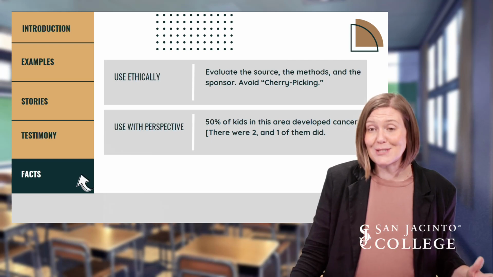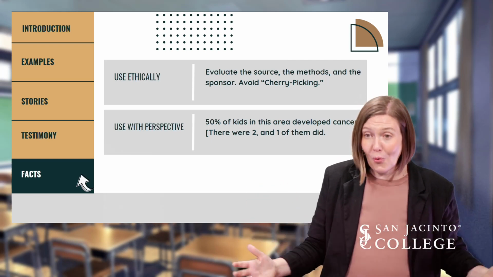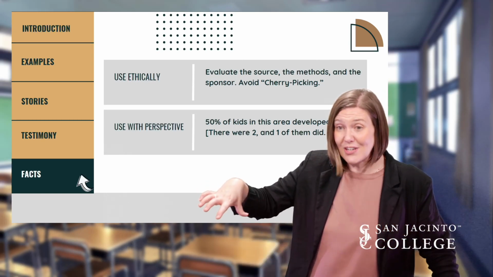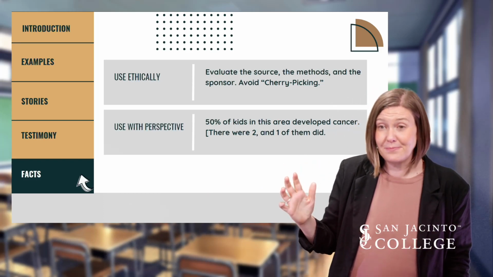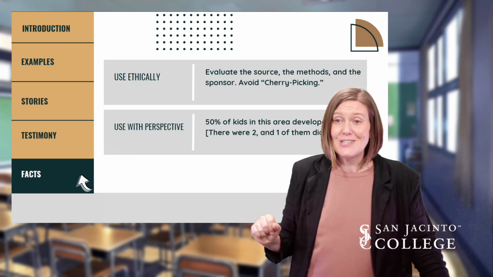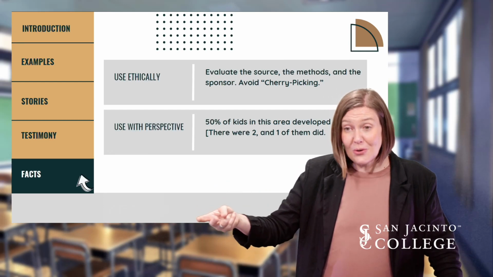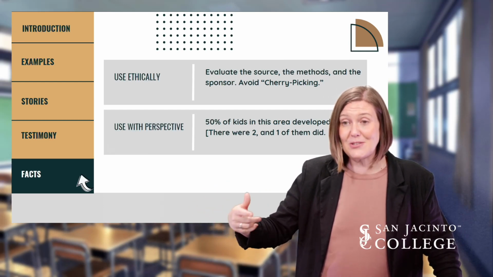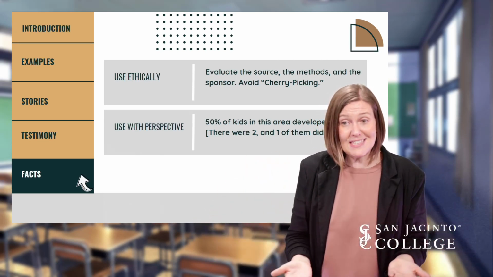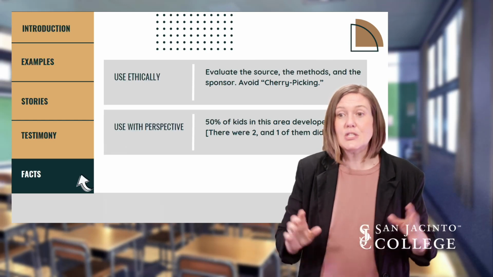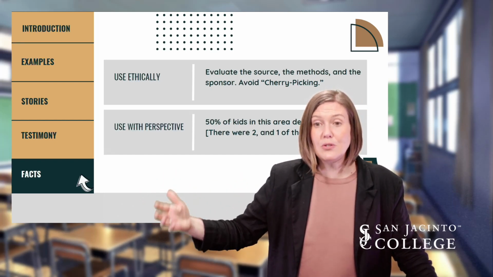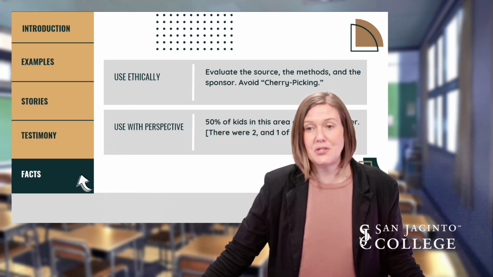You also want to use it with perspective. You need to make sure that you give us the whole picture. If I say, gosh, they did this study, 50% of kids in this area developed cancer. 50% is a high number. It's not as impressive if you say there were only 2 kids in the study. So if I say they did a study on a family, two kids are in the family, 1 developed cancer. Yes, that's 50%. 50% can sound like an important number, but when you put it in perspective and say they actually only looked at 2, it's maybe not so impressive. So it's important that when we say methodology or how you use things, when you're using facts, you use them ethically and you make sure that you use perspective.